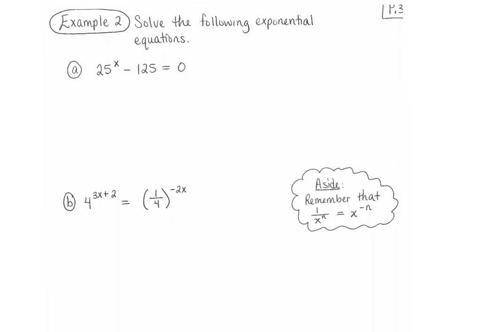Okay. So let's solve the following exponential equations. We have 25 to the x minus 125 equals 0. Okay? So we have 25 to the x. Let's move the negative 125 to the other side. So that means 25 to the x is going to equal what? Equals 125. Good.